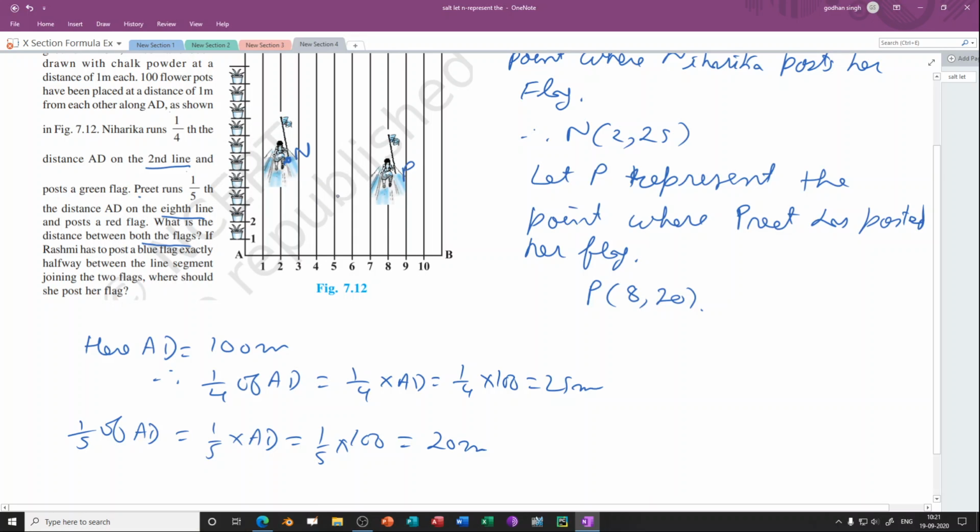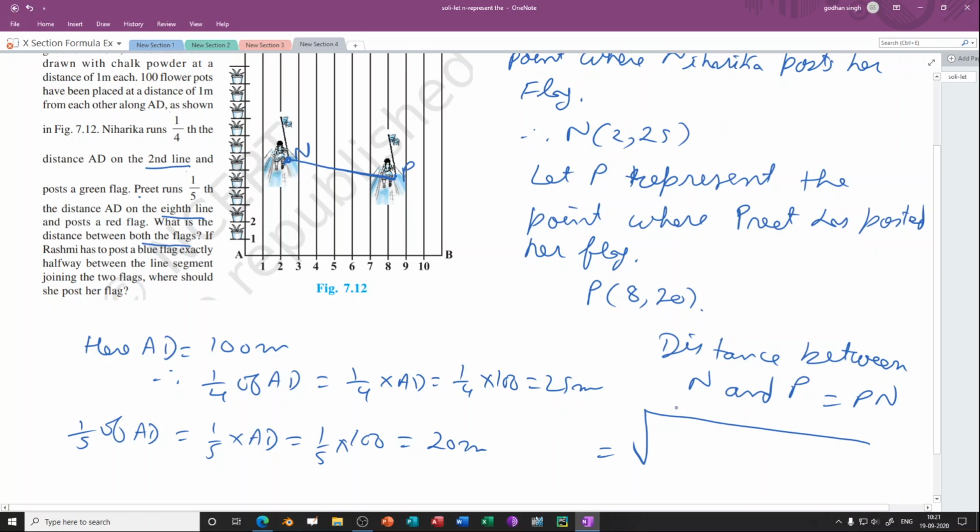Now what we have to do? We have obtained the coordinates of n and P. So we have to find the distance now between n and P. That is NP we have to find. So we can find that by distance formula. So distance between n and P, applying the distance formula, finding the difference between the x coordinates and the y coordinates, and then taking the square and then adding them up and taking the square root. So we'll first find the difference of x coordinates, 2 and 8. So 2 minus 8 whole square plus difference of the y coordinates 25 minus 20, squared.